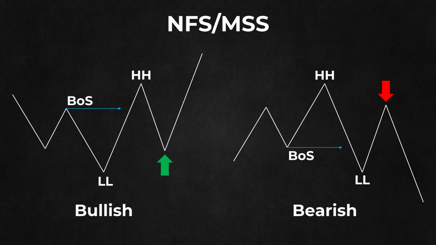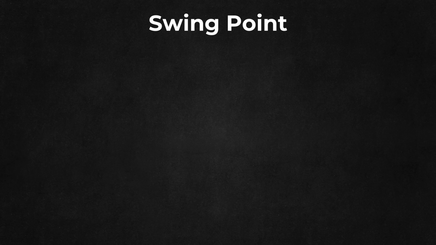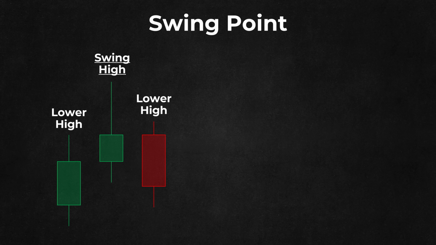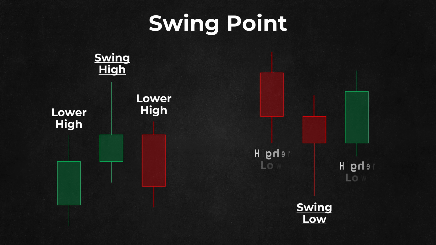The next concept is the swing point, which is perhaps one of the most important market structure concepts. The swing point is a three-candle pattern. A swing high is formed when a candle has a lower high to the left and to the right. A swing low is formed when a candle has a higher low to the left and to the right. Every significant reversal is a swing point, but of course, not all swing points are significant reversals, so we need ways to filter out the bad ones.